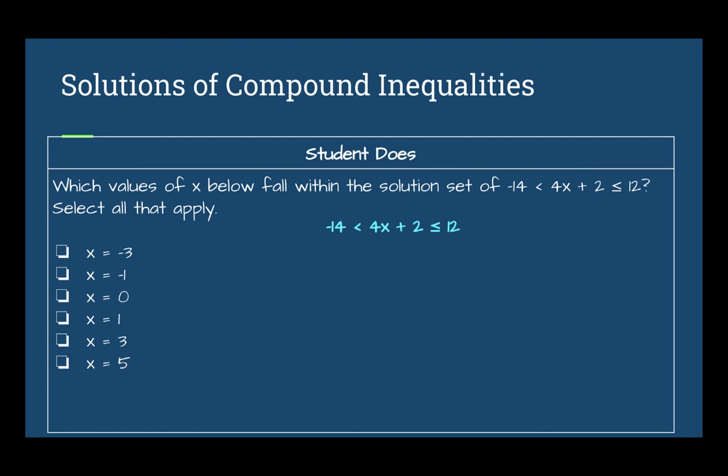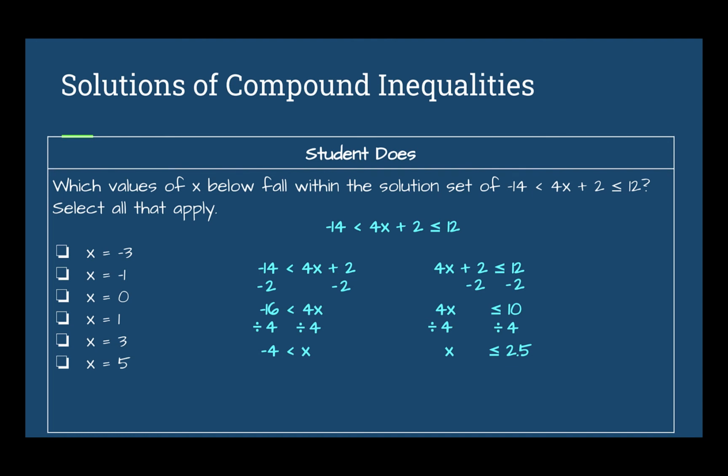Let's check. So again, this is an and, so you should have split it. The middle goes to both things, but everything else stays the same. When you solved the left inequality, you should have found x was greater than negative 4. The right inequality was x is less than or equal to 2.5, which means your combined inequality would be negative 4 is less than x, which is less than or equal to 2.5. So which of those things fit in that solution? You should have chosen the top 4.